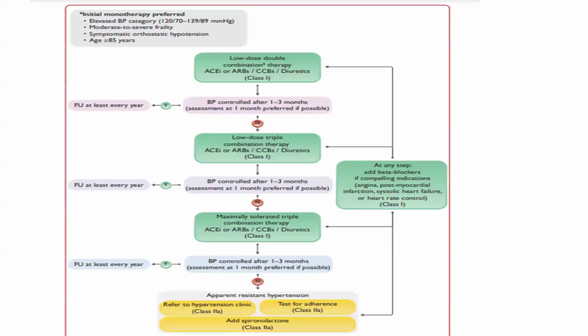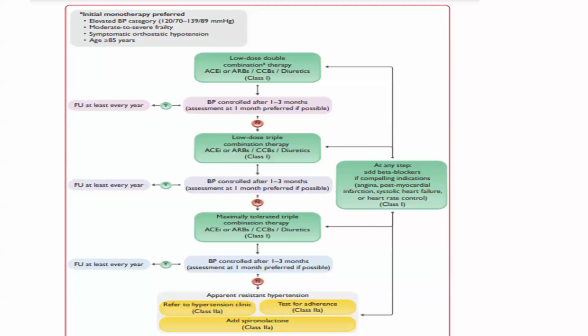So this is the ESC 2024. Unless patients have elevated blood pressure, not hypertension, but elevated blood pressure, unless they have moderate to severe frailty, or unless they have symptomatic orthostatic hypotension or age greater than or equal to 85 years, drugs should be initiated in combination. So low dose double combination therapy using the first line agents has a class 1 indication.